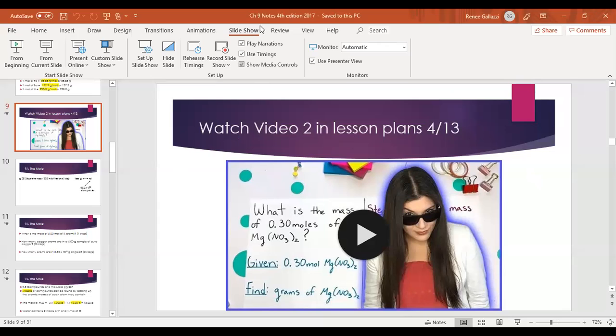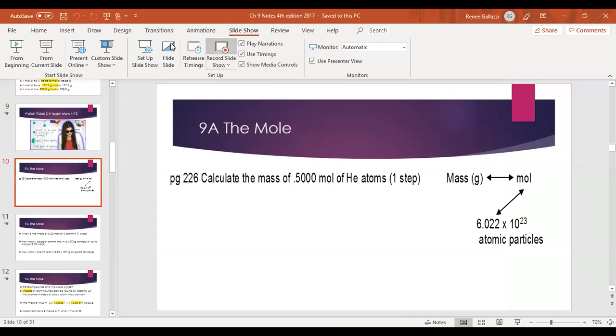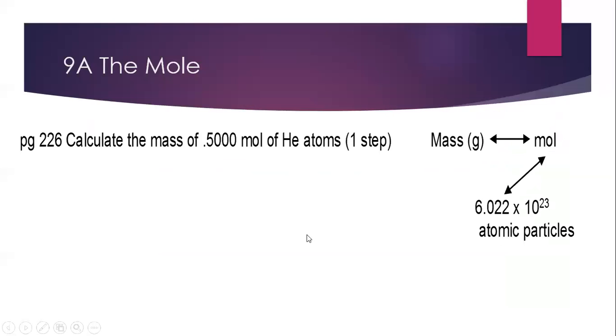Now we're going to continue with the lecture from my class, and this one talks about calculating the mass of 0.5000 moles of helium atoms. It says it's a one-step problem. So it's saying calculate the mass. We have a given of moles, and we're trying to calculate the mass, so we're going between mass and mole. Let's go ahead and do this problem.